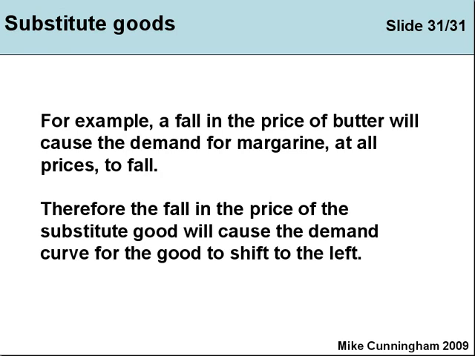We work out whether they're complements or substitutes by just thinking of the relationship between the goods. Butter and margarine are clearly substitute goods. Petrol and cars are clearly complementary goods. Okay, that gives us an insight into the price of related goods in our demand expression.